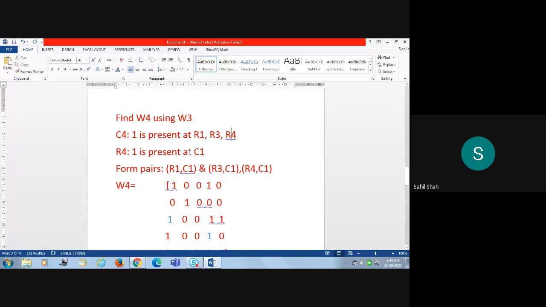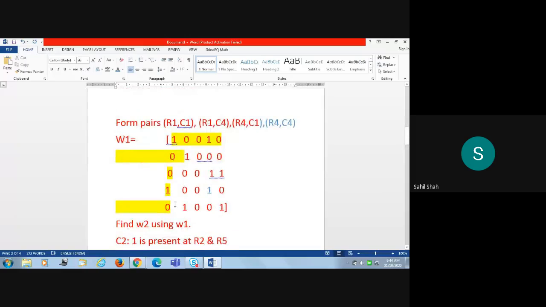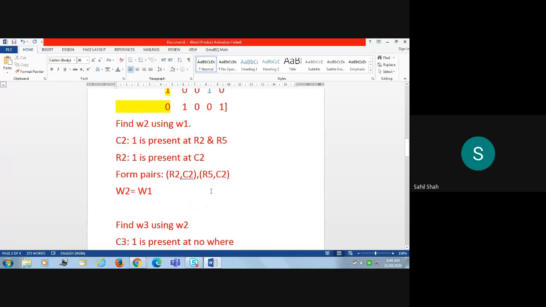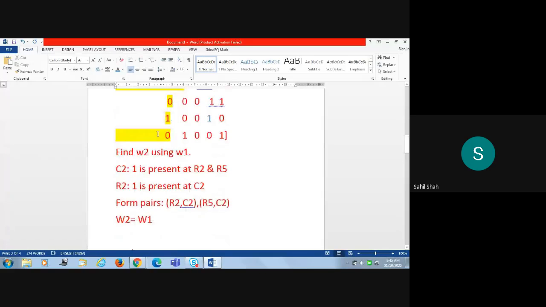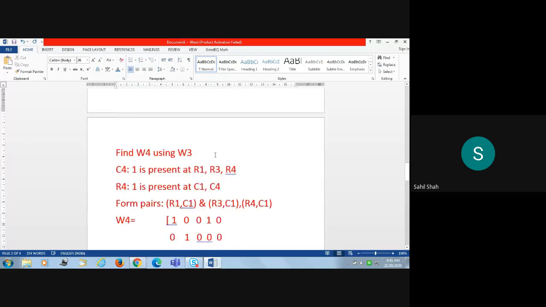Okay. You are saying about R4. So let me check. R4 is present in C4. Yes. You are saying about C4. Okay. So which new pair we will form? We will be able to form R1, C1. Yeah, we will have many more pairs. Okay. This I have forgotten. You should have told me earlier. Okay. No problem. Because if I consider this row number 4, one is present at C1 as well as one is present at C4. Yes.